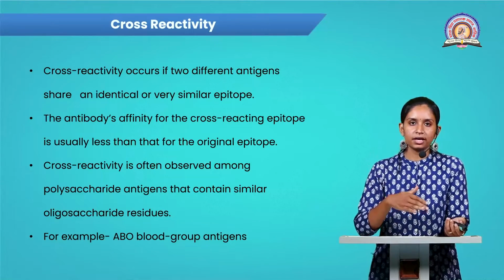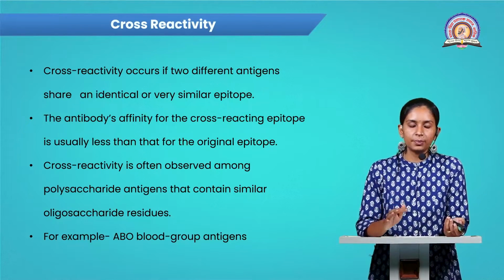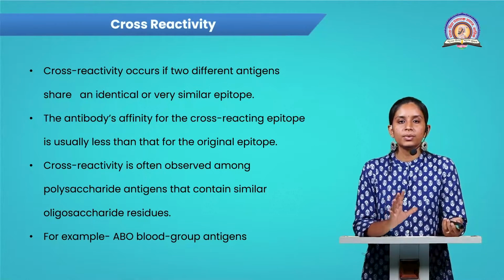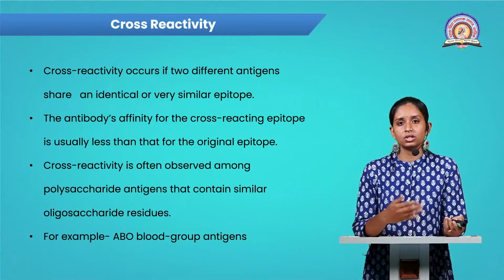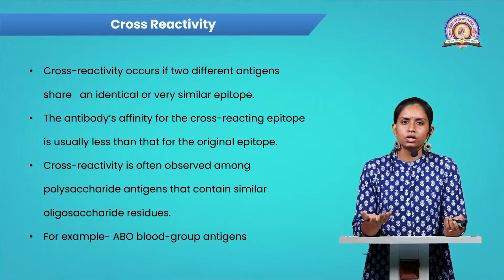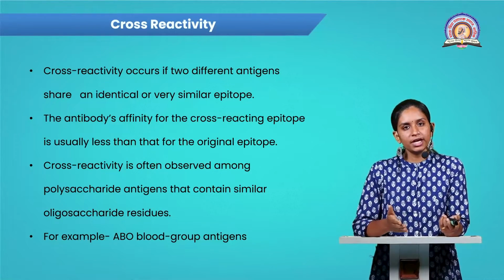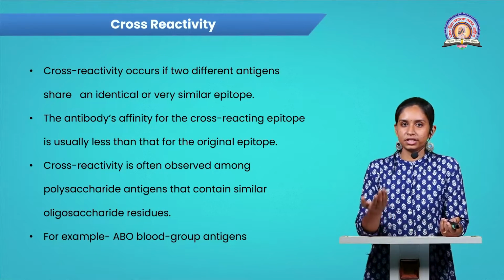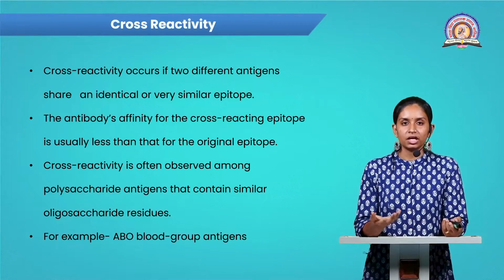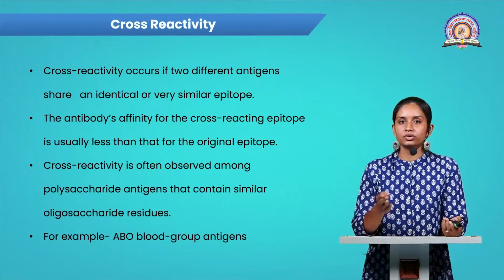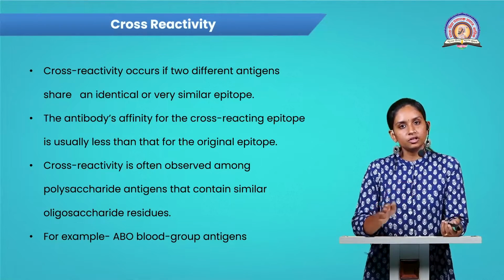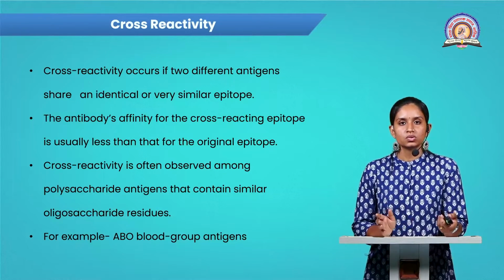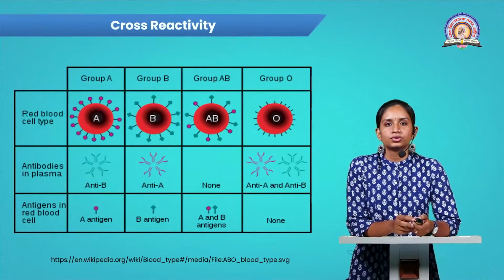So for understanding this, we will consider one example of ABO blood group antigens. So these are basically the blood group antigens which are present on the RBCs in your blood. So if A antigen is present, then your blood group is A. If B antigen is present, then your blood group is B. If both the antigens are present, then your blood group is AB. And if none of the antigen is present on the RBCs, then your blood group is O. So now we will see.